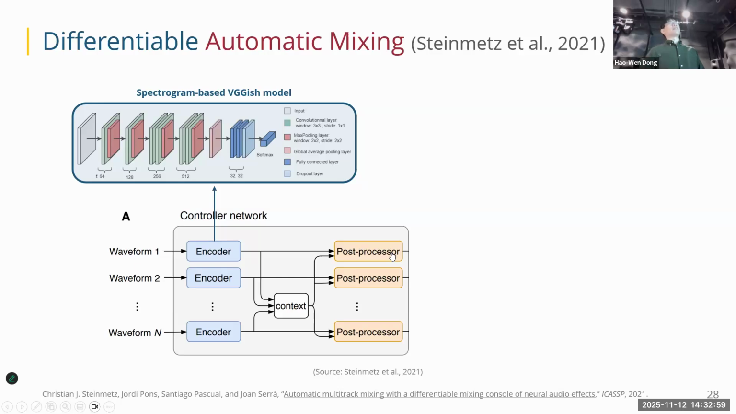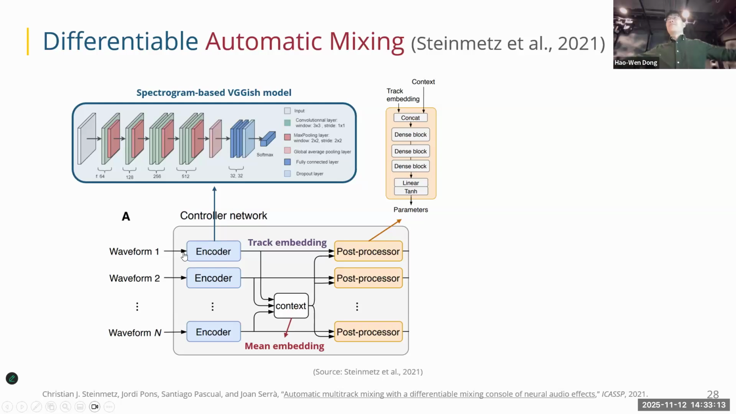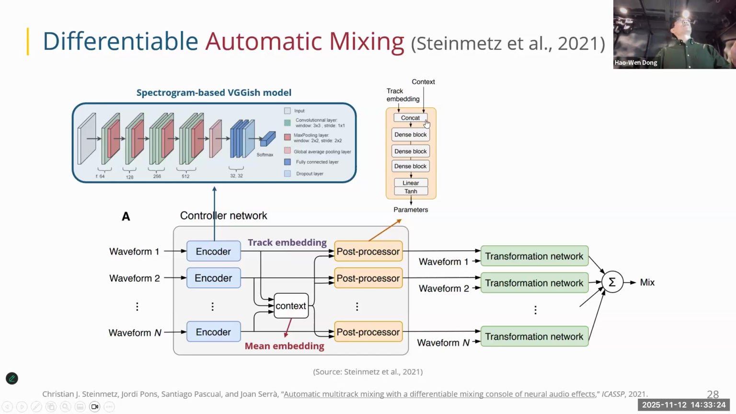This post processor is basically trying to get two things. Once I have this track, I know the features of this track, and I also know the mean embedding, so what the overall setup is like. So you know what the other tracks sound like, kind of. The post processor predicts those parameters based on these two things. And these parameters are just like the neural audio effects that we talked about. These parameters will be sent to these neural effects so they are applied on top of these waveforms.